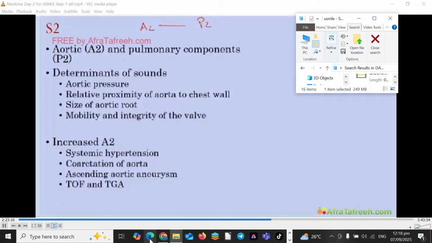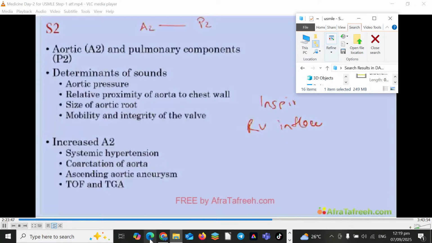So what we are trying to understand here is why the A2 and the P2 sounds are different. During inspiration, all the excess blood from the thorax goes to the right side. When you inspire, all the excess blood goes into the right side. So inspiration will result in RV inflow. That is, the blood will come into the right-sided circulation, the RA and the RV.